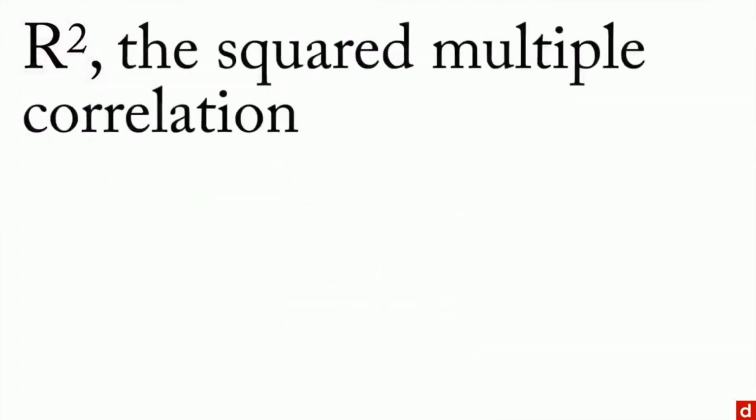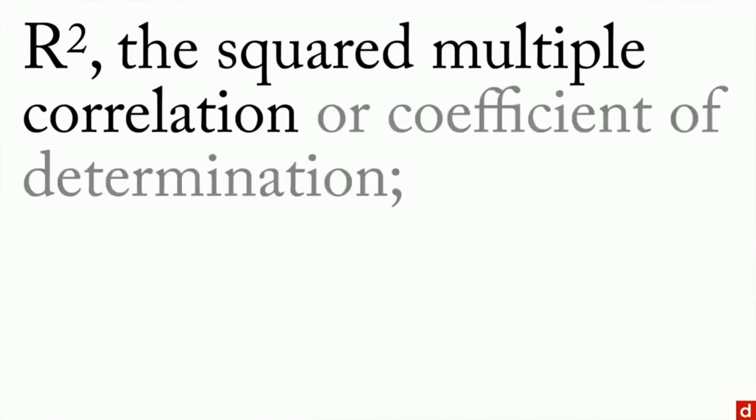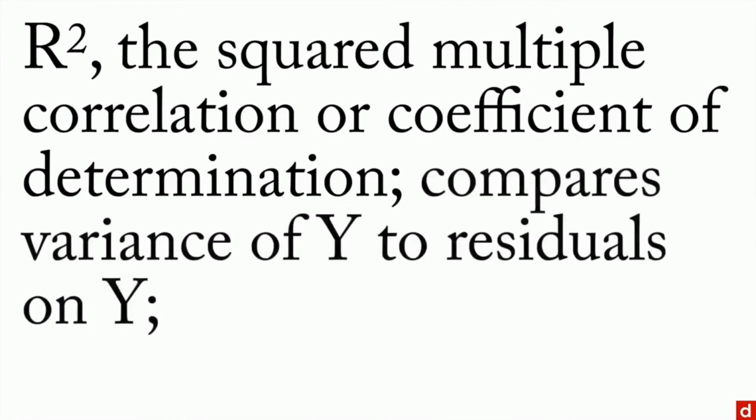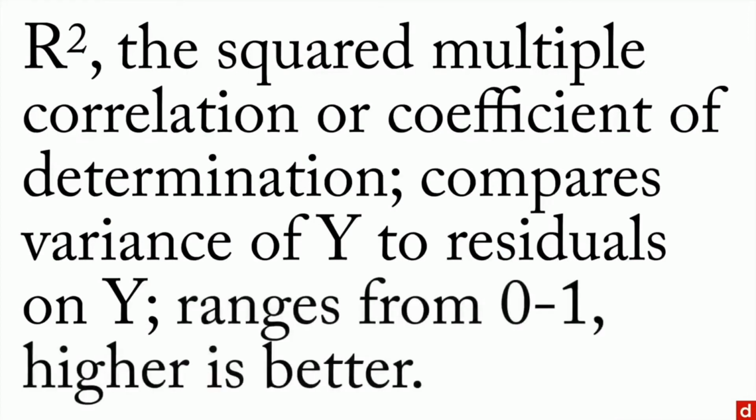First off is R-squared. This is the squared multiple correlation, or the coefficient of determination. And what it does is it compares the variance of Y. So if you have an outcome variable, it looks at the total variance of that and compares it to the residuals on Y after you've made your prediction. The scores on R-squared range from 0 to 1, and higher is better.